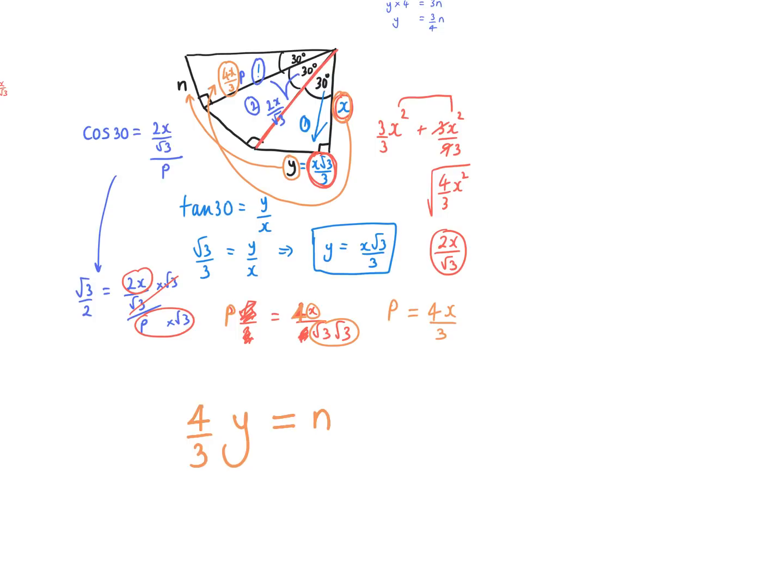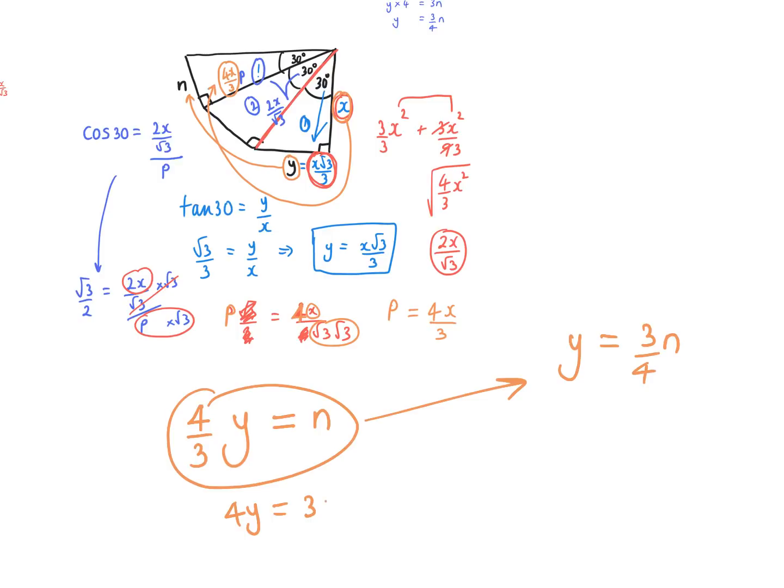And then don't forget the question said, can you prove that y is 3/4 n? Well, we can, because from here we can get to here. If we times both sides by 3 and then divide both sides by 4, we get the required result: y equals 3/4 of n, or 3n over 4. There are plenty of other ways of doing that question. Maybe give it a try doing it a different way.